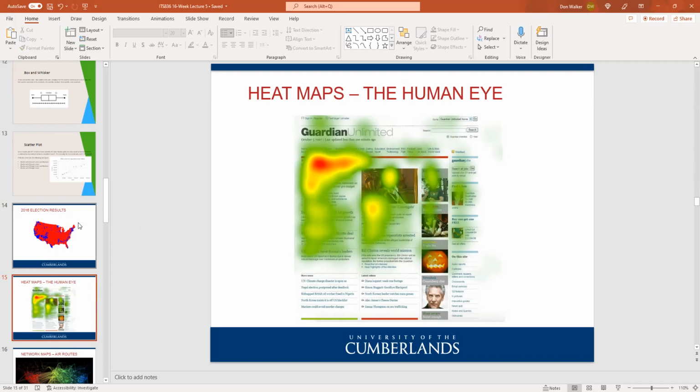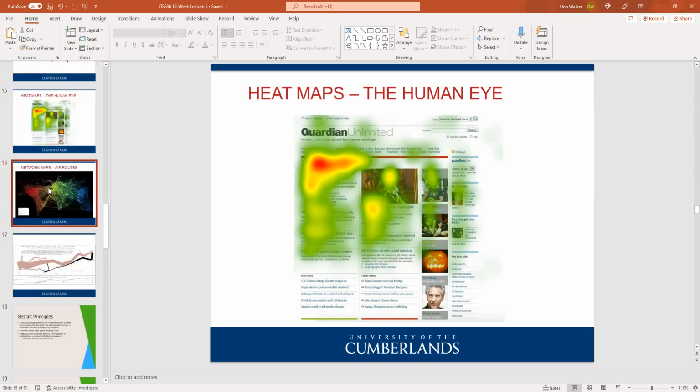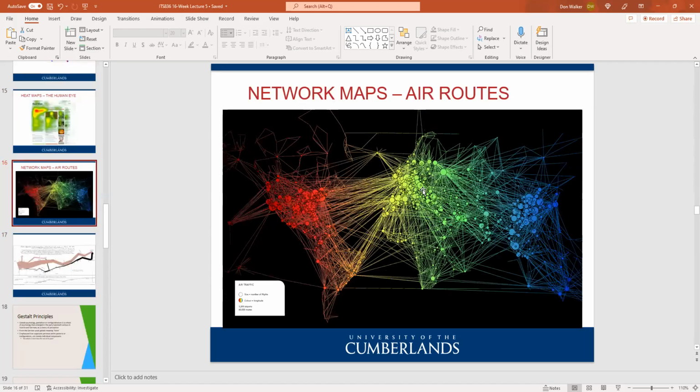Duh. And here's an interesting one I found on air routes. It just shows the size of the airport as a bubble. And then there's a line drawn to every other airport in the world where they have flights.